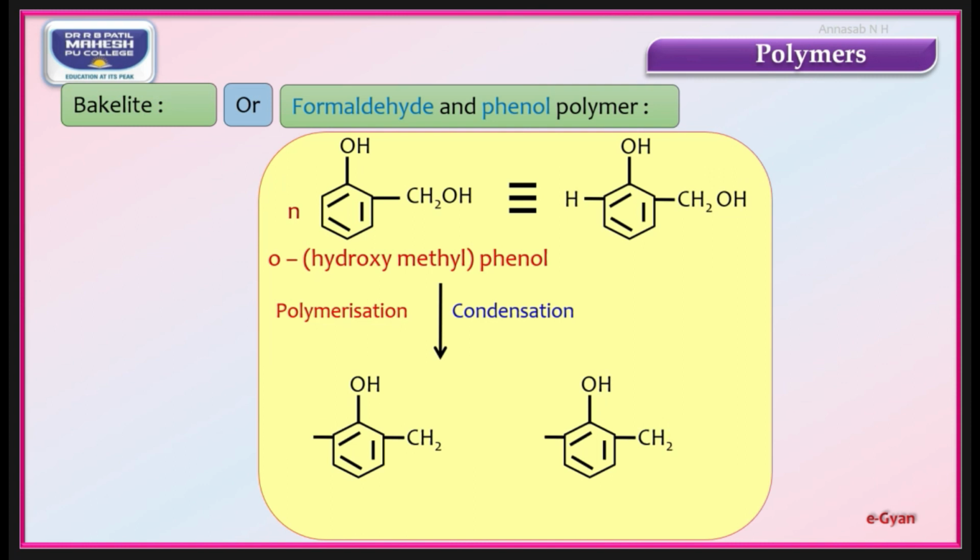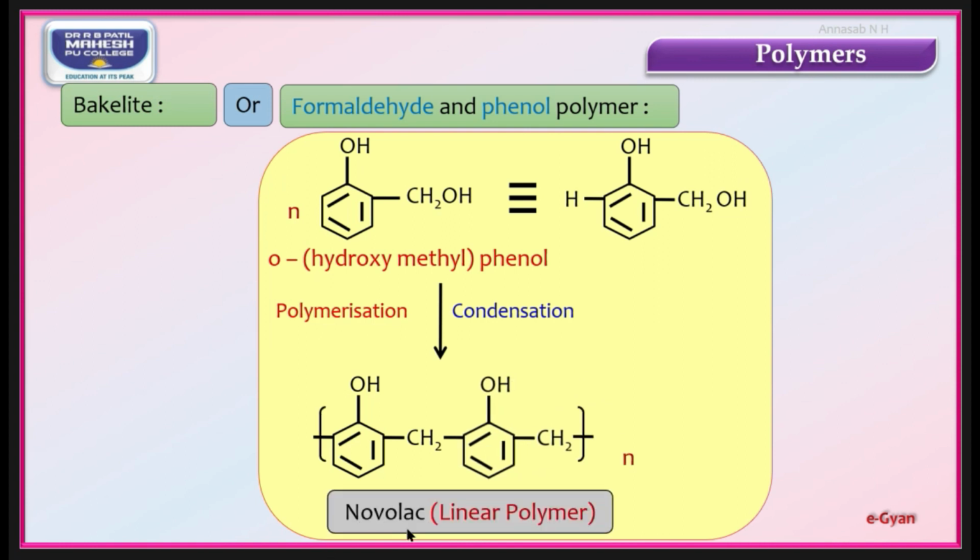The polymeric component formed by the combination of these two subsequent groups leads to the formation of a new type of component known as novolac, which is a linear polymer. It is not bakelite, it is novolac, one of the important components used in the preparation of bakelite. As we have taken n times ortho hydroxymethylphenol, we are going to get a linear polymer structure, novolac.